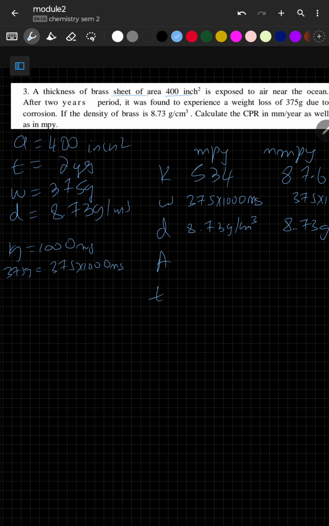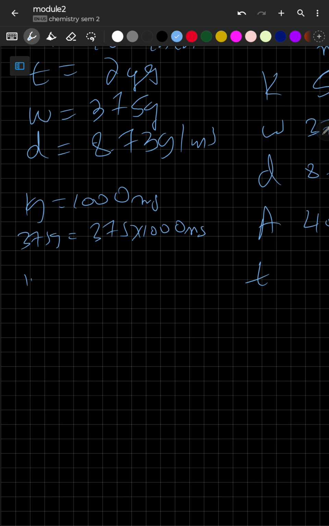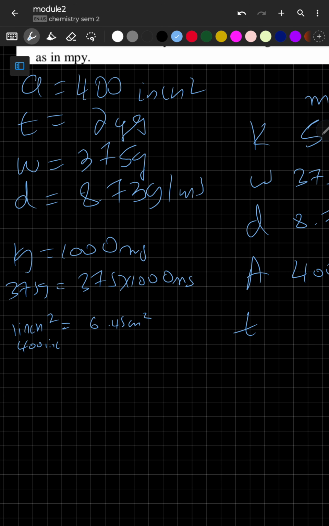Area they have given in inch square. For MPY it has to be in inch square itself. For MMPY it has to be in centimeter square. So 1 inch square is equal to 6.45 centimeter square. So 400 inch square will be equal to 400 into 6.45.